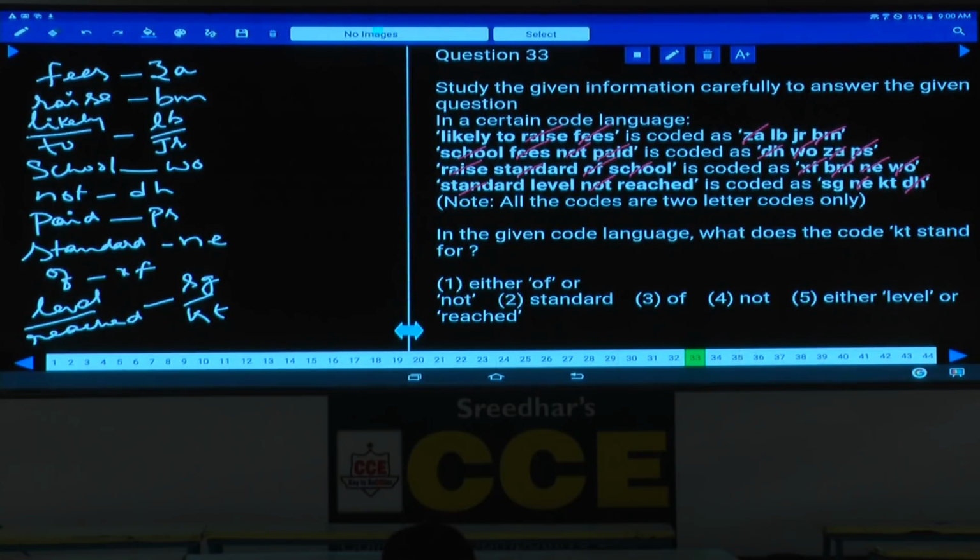Done with this? Then question number 33. In the given code language, what does the code KT stand for? Now this KT stands for either level or reached. Level or reached, that is choice 5.